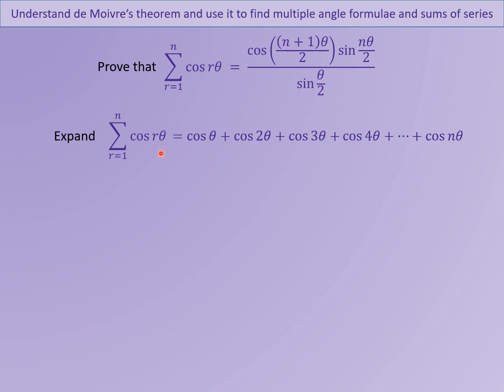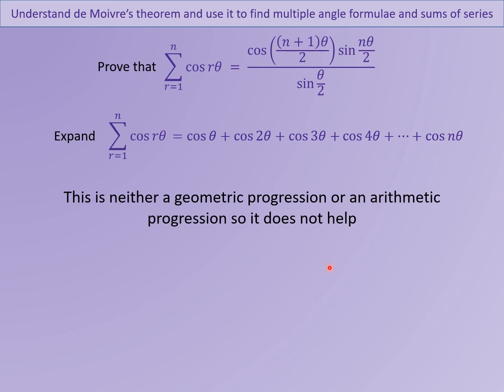Now the reason why we're looking at that is because you're checking whether it's an AP or a GP. Am I adding something each time? Well, no, because if I add something to that, it's not going to get to that. Am I multiplying? Again, not really. You're not multiplying by anything to get from there to there, which is the same as from there to there, and so on. It's not as straightforward as just thinking I'm timesing by cos theta to get cos 2 theta. I'm adding cos theta to get cos 2 theta. It doesn't work like that. So this isn't an AP, and it's also not a GP.